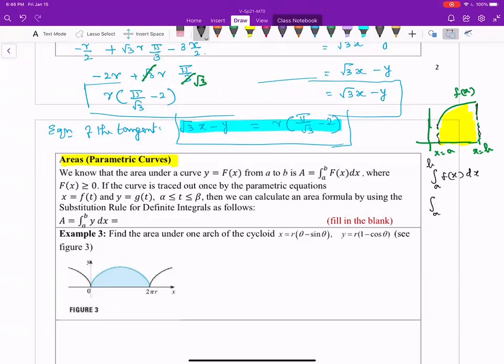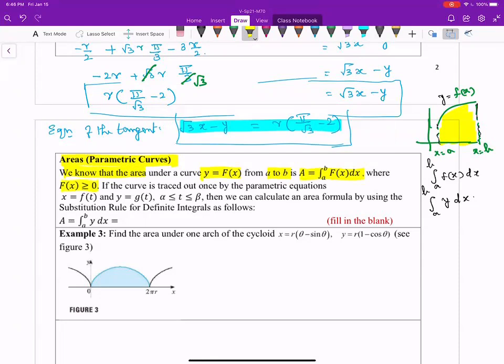Or in short, if you consider y as a function of x, it can be written as the integral of y dx. So keep this in mind. Now we are going to extend this idea to parametric curves. We know that the area under the graph y equal to f of x from a to b is A equal to the integral from a to b of f(x) dx, where f of x is greater than or equal to 0.